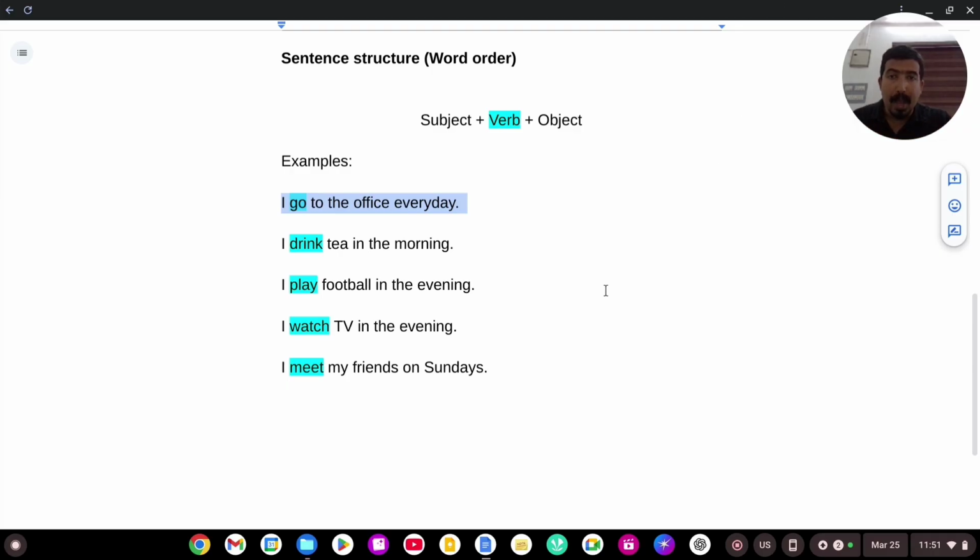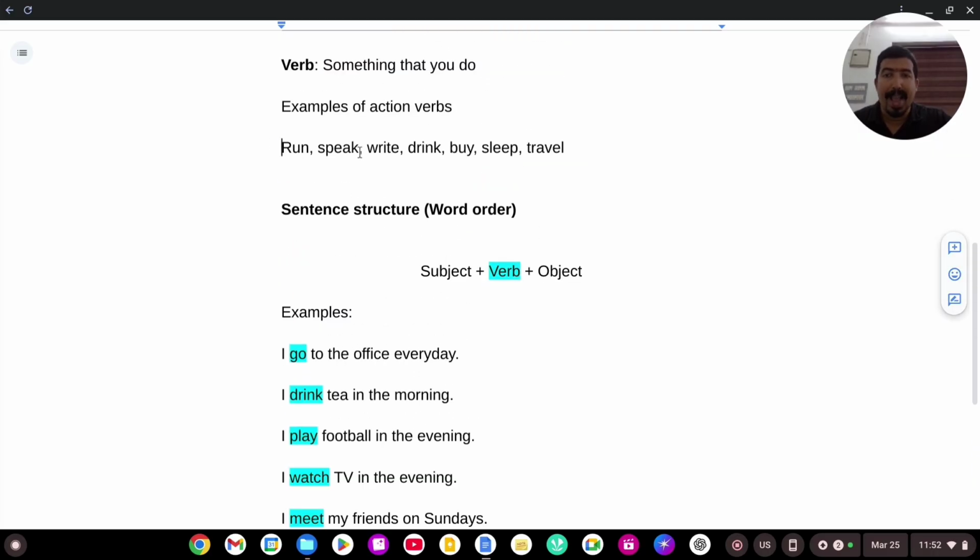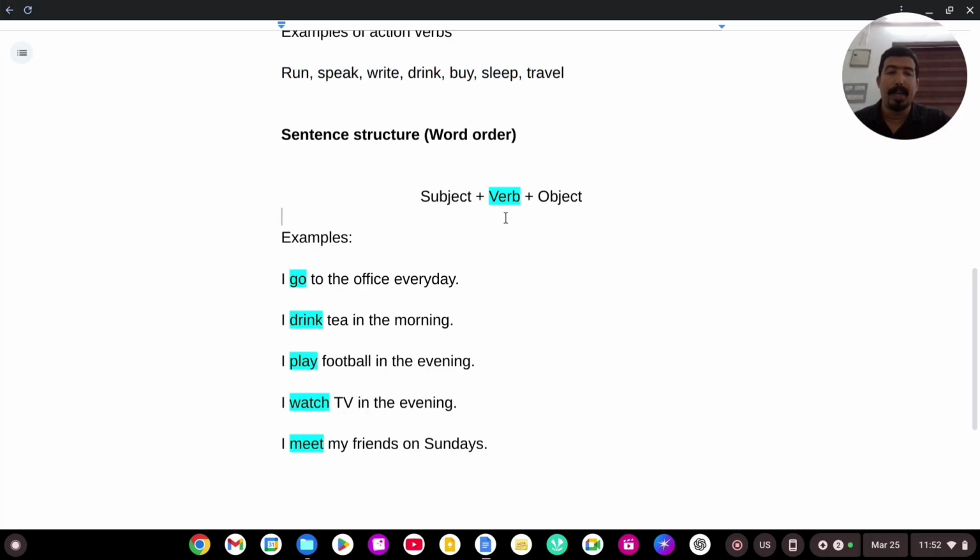That is why I am asking you to concentrate on this one, where a subject plus verb plus object makes a complete English sentence. You cannot miss any of this. The verb should be in the middle. Here we are talking about action verbs. Okay, the verb should be in the middle. Verb means something that you do, the action that you do, that should be in the middle. So you can look at these examples so that you will get a clear understanding of what I am saying right now. You don't need to learn a theory here.